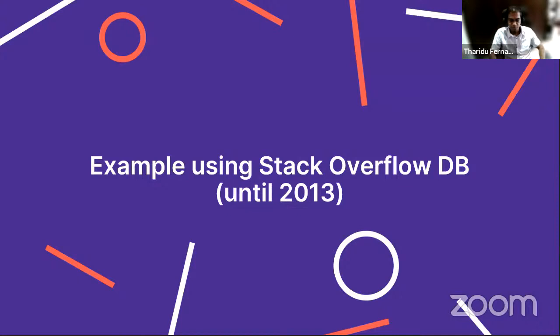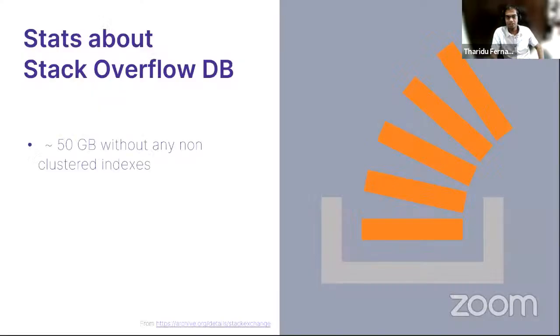And yeah, talking about tuning, of course, we have to explain it using a database. So for the example, we'll be using the Stack Overflow database, which is an open source database that they publish. And this particular DB is from 2008 to 2013. And it weighs around 50 GB without any non-clustered index. So only clustered indexes are there. And I did a select count, and it was around 17 million posts from 2.5 million users.